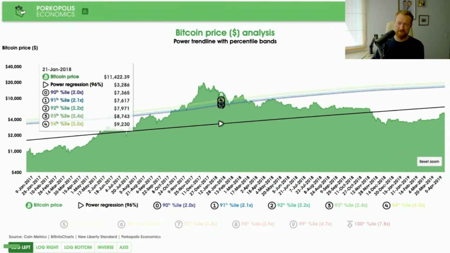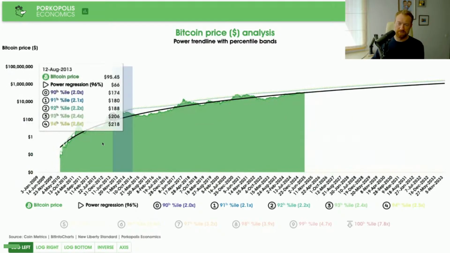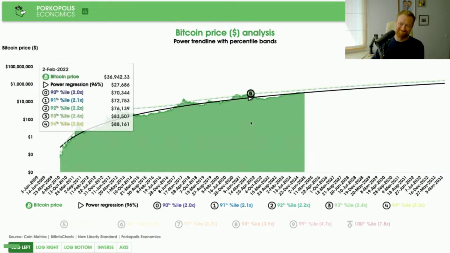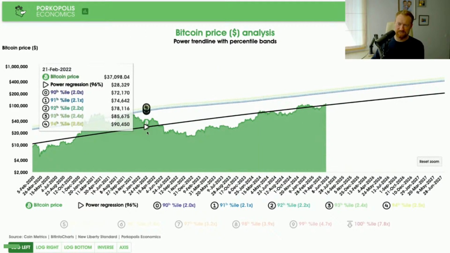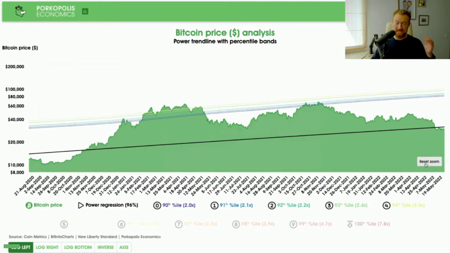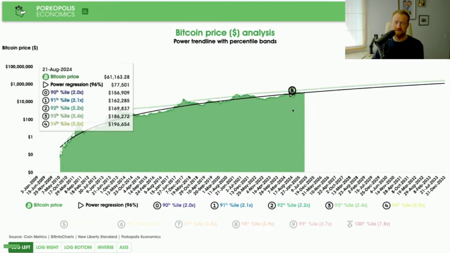Obviously, we pierced way through it in 2017. We pierced way through it in 2011 and 2013. Not as great in 2021, right? It was just not too many days where we were above it. And who knows, we may be even damper now. It's hard to tell. But I still think this is the best guide.